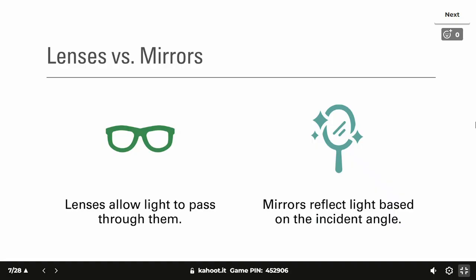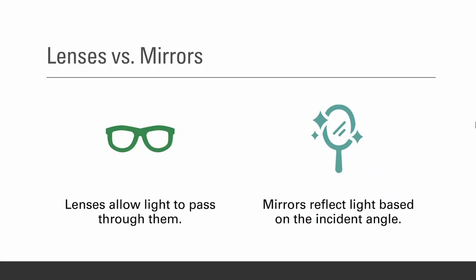So the two types of objects that we'll talk about that interact with light in useful ways for us are lenses and mirrors. Lenses allow light to pass through them. You can think about the lenses in your glasses. And then mirrors will reflect the light instead of letting it pass through them. These are useful for seeing what you look like, or, as we'll see in astronomy, building telescopes.